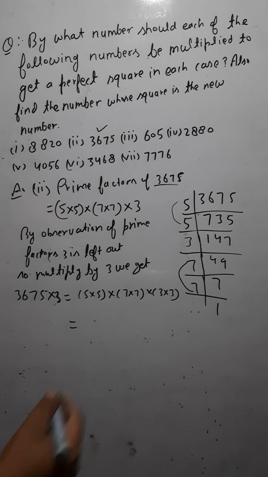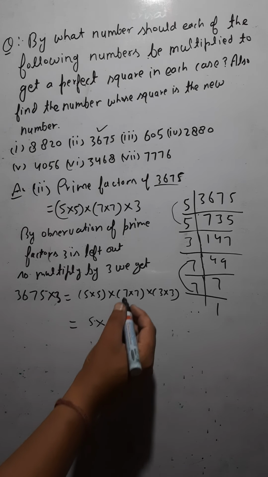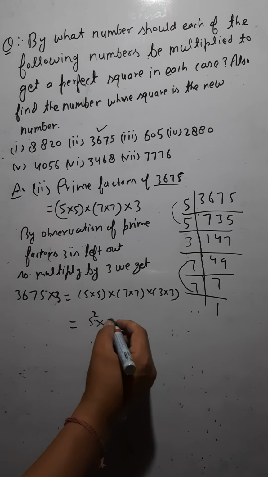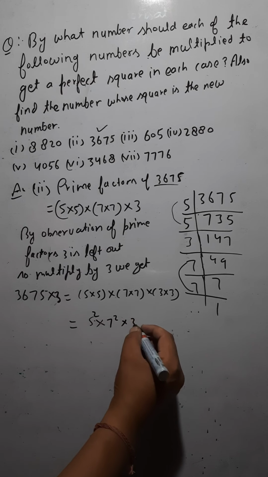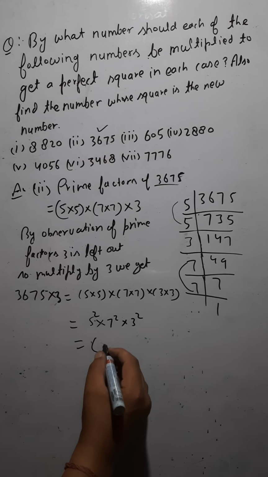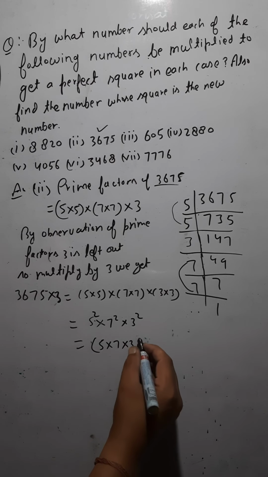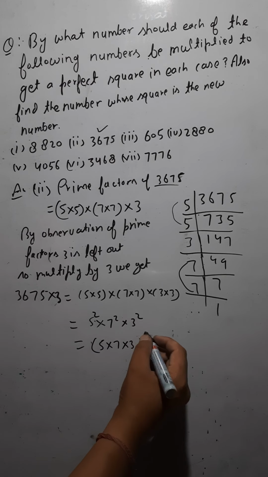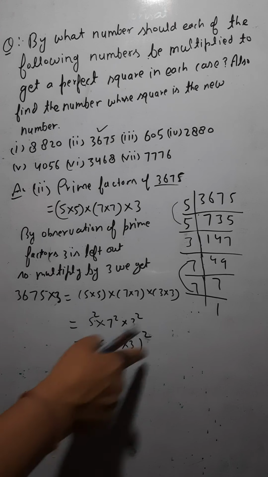Now if you see, you have the square of 5 there, you have the square of 7 also. Then you have the square of 3 also there, because 3 is there 2 times, so you can add 3 square. So I would be writing it as 5 multiply 7 multiply 3 whole square, because all are having their squares. So I can write it like this.